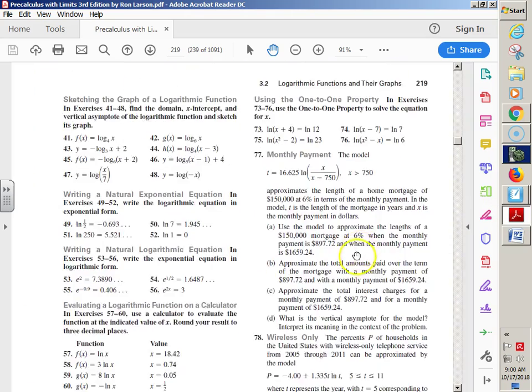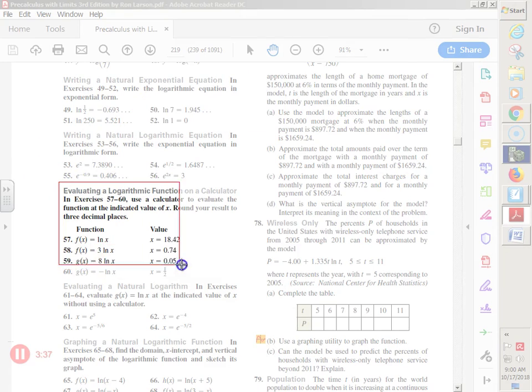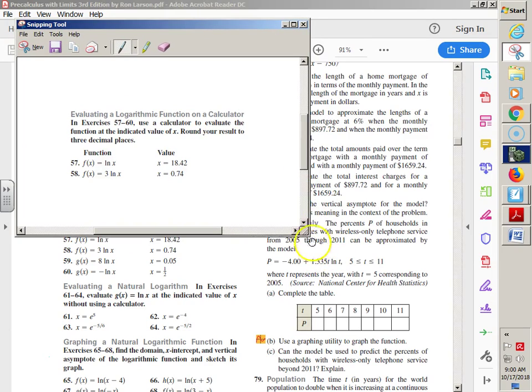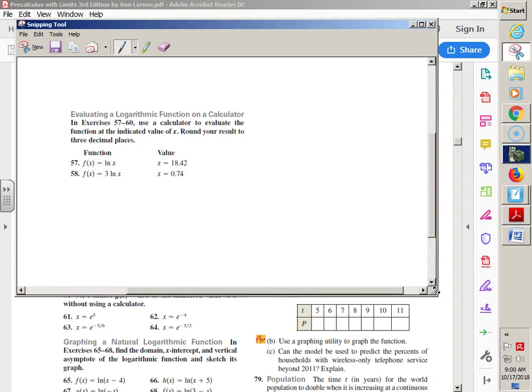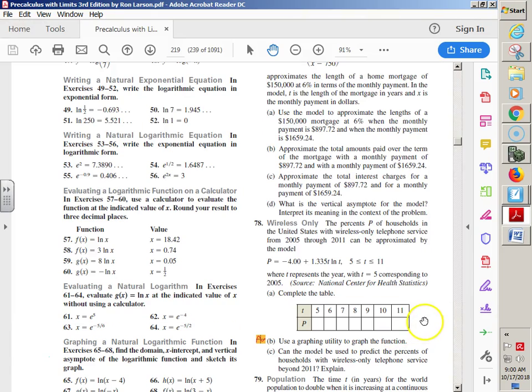The directions on 58 said to use a calculator to evaluate the function at the indicated value of x. So remember, at the indicated value of x, they're just talking about f of the specific x. So we're just doing a plug and chug. Take 0.74 and put it into the function. So f of 0.74 as x is just 3 ln of 0.74. If that makes sense, Tony, my guess is just something went a little funky when you put it in your calculator. Super easy to do. But otherwise, plugging and chugging should get you there.